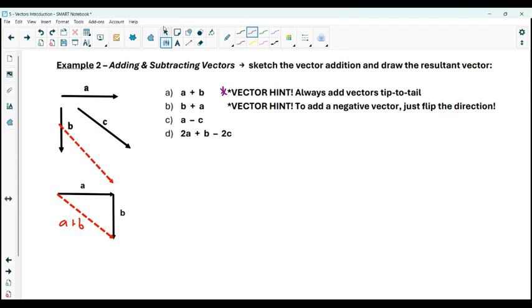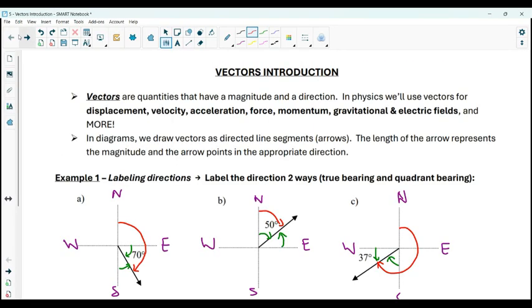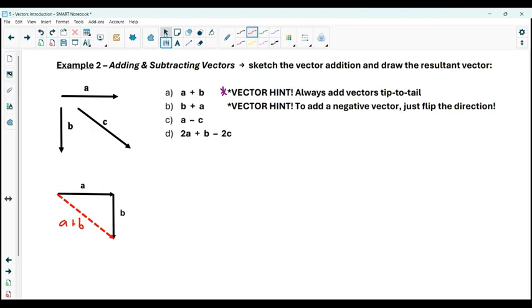Okay, let's try our next one, B plus A. So here we go. Let's undo that. We're going to go B plus A. So here's our B, and here's our A, and we'll do it like that.